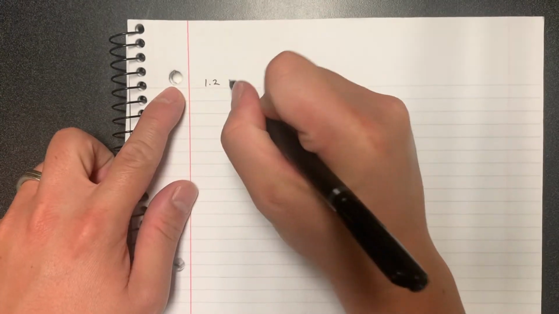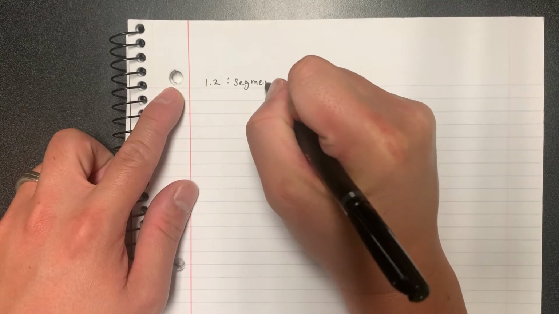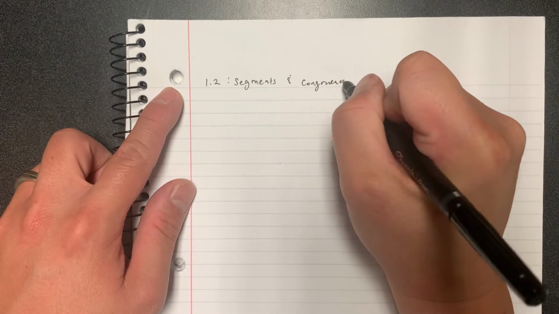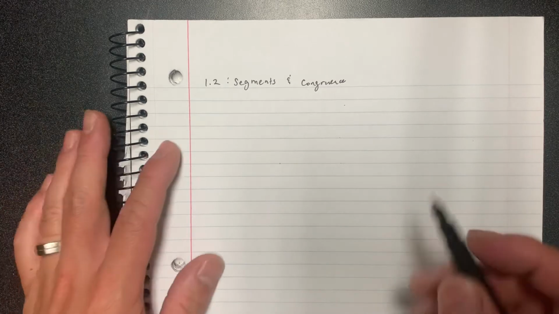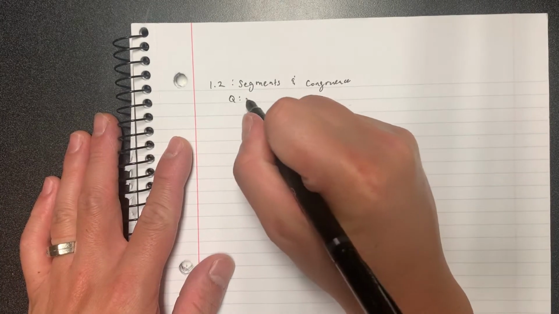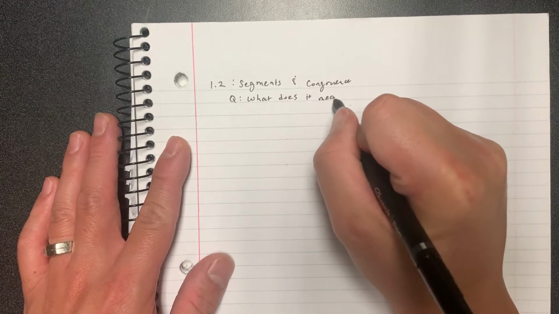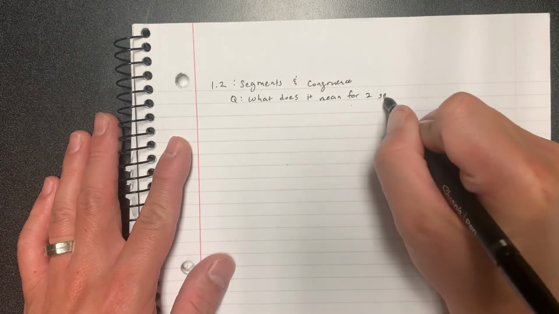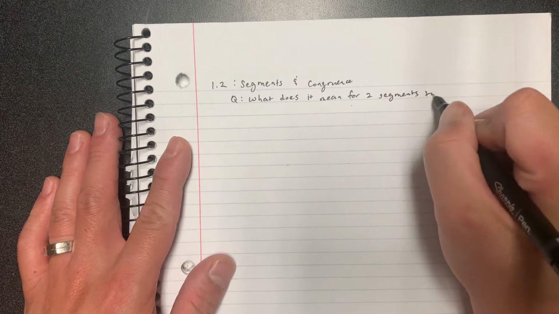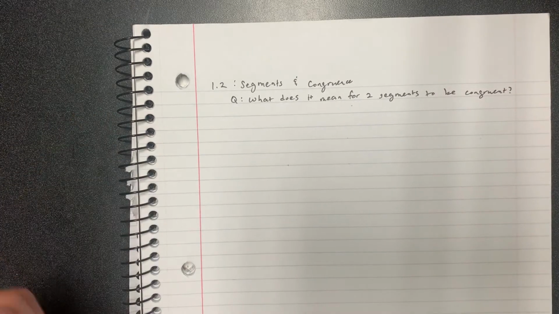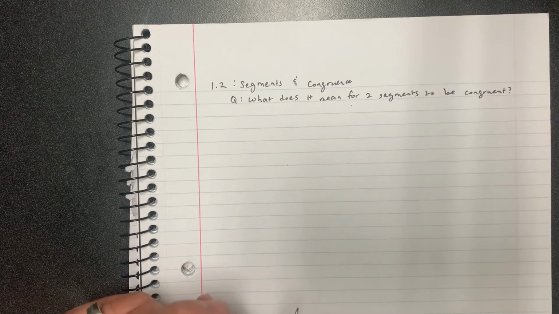Okay, so we're going to begin our next section, section 1.2, segments and congruence. And so the question that we want to answer today is this: what does it mean for two segments to be congruent? What does it mean for two segments to be congruent?